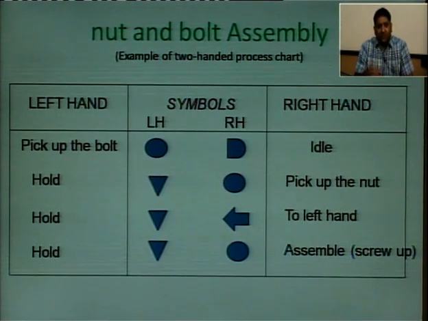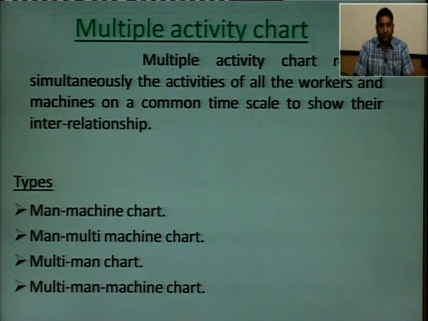So, with the help of these charts, we can say how much time the left hand remains idle and how much time the right hand remains idle, how much time it is engaged in doing work. So, with the help of these, we can find out the efficient timing of both the hands.